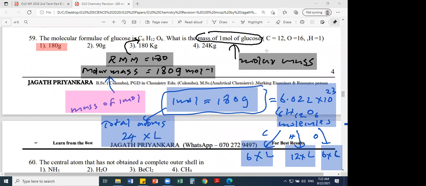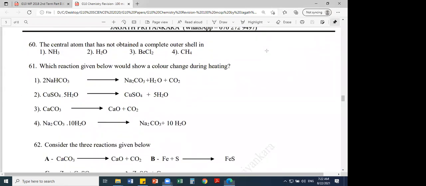Then question number 60. Which central atom has not obtained a complete outer shell? Not obtained a complete outer shell. Who can give me the answer for this? Central atom, not obtain, complete outer shell. The complete outer shell is not completed. That's what they ask. Okay, that's a good question. Hard question, oral exam type question. You can put 3 stars for this also. I'll ask the answer from Vinuka.